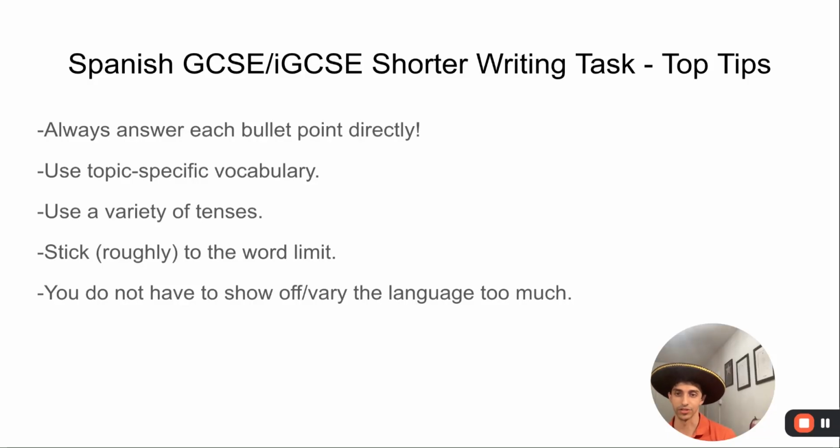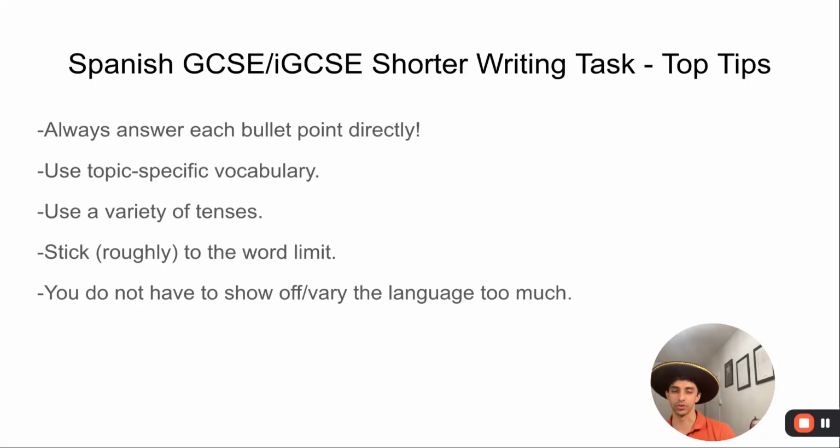Stick roughly to the word limit. As mentioned, about 10% is a good percentage of leeway above or below that word limit. And there are marks in the mark scheme for sticking roughly to the word limit, usually, and for including each and every bullet point in your answer too.